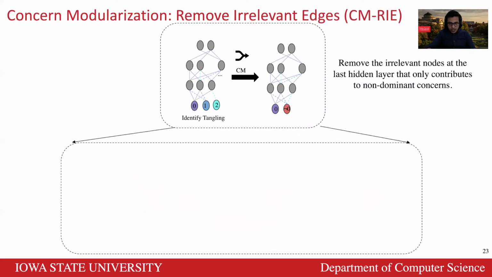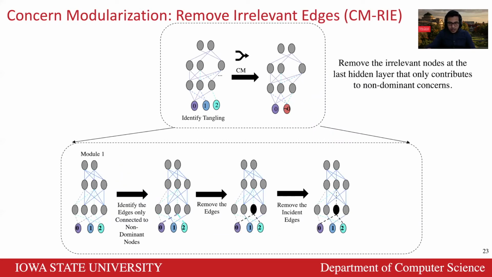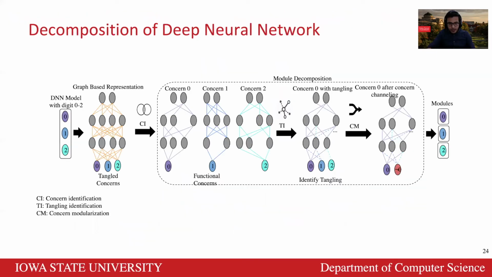Before applying the constant channeling, we remove the irrelevant nodes at the last hidden layer that only contribute to the non-dominant constant. The edges that are connected with the negative output nodes and not connected with the positive output nodes are combined into one node. The outgoing edges from the combined node to a particular negative output node are updated with the average of all the edges incident to that negative output node from nodes that are connected with the negative output levels. In summary, we have decomposed a DNN model that predicts 3 English digits into 3 modules, where each module is responsible for predicting a single digit.